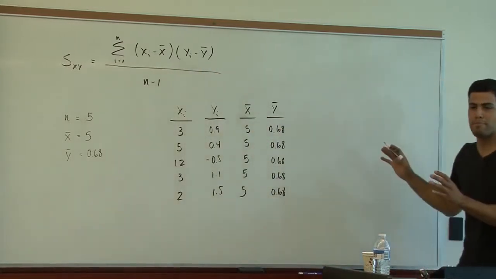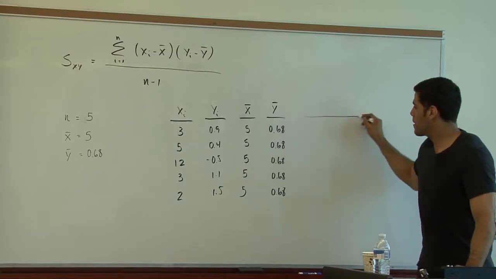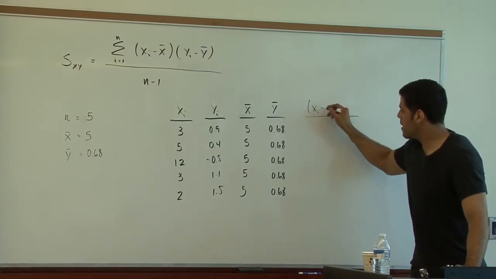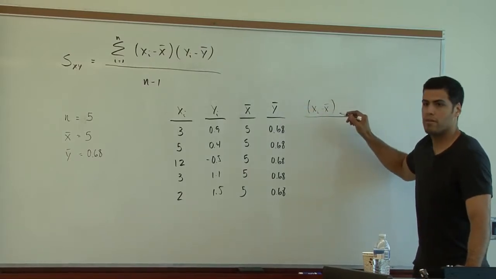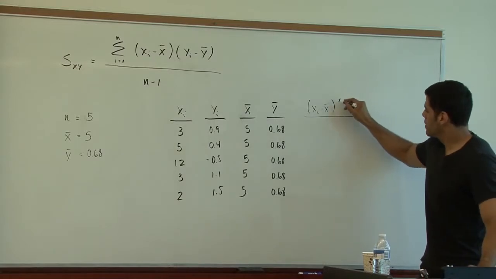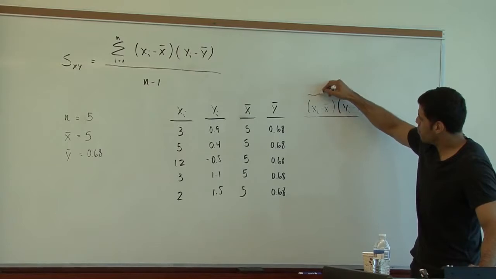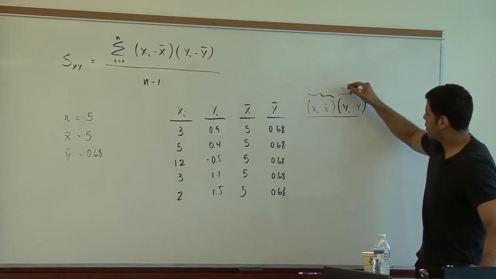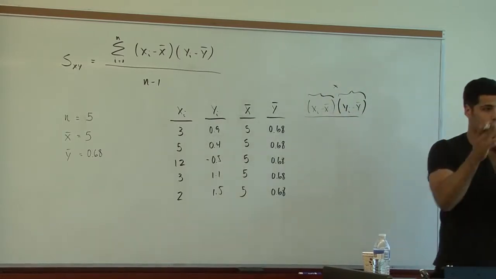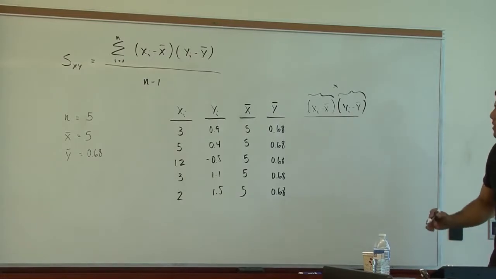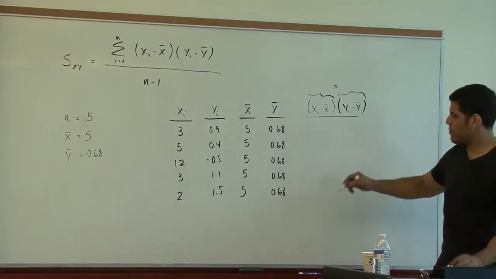Okay, so let me create a new, I'm going to run out of space, so I'm going to have a big column here, which is going to be xi minus x bar times yi minus y bar. So this is this whole thing times this whole thing, right? You have two things, you're multiplying the two. That's all, okay? So let's see what it would look like. I'm going to write it out.